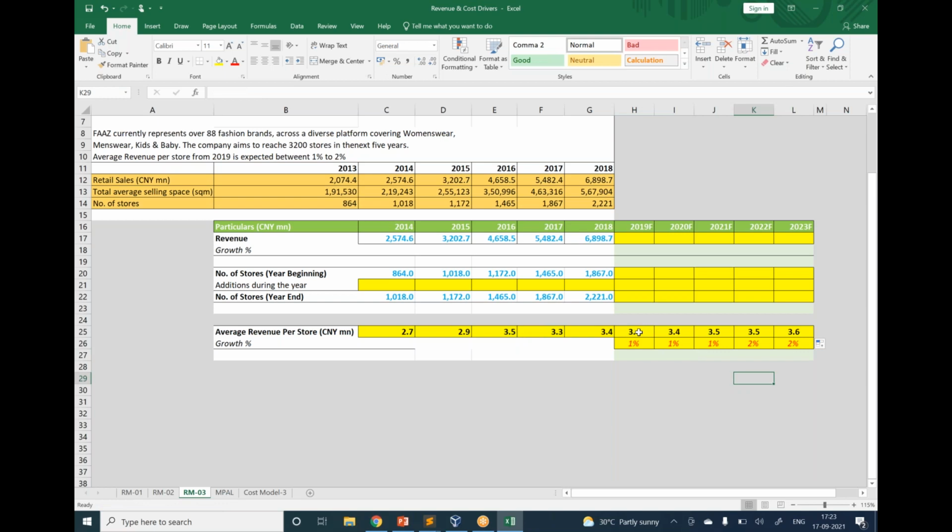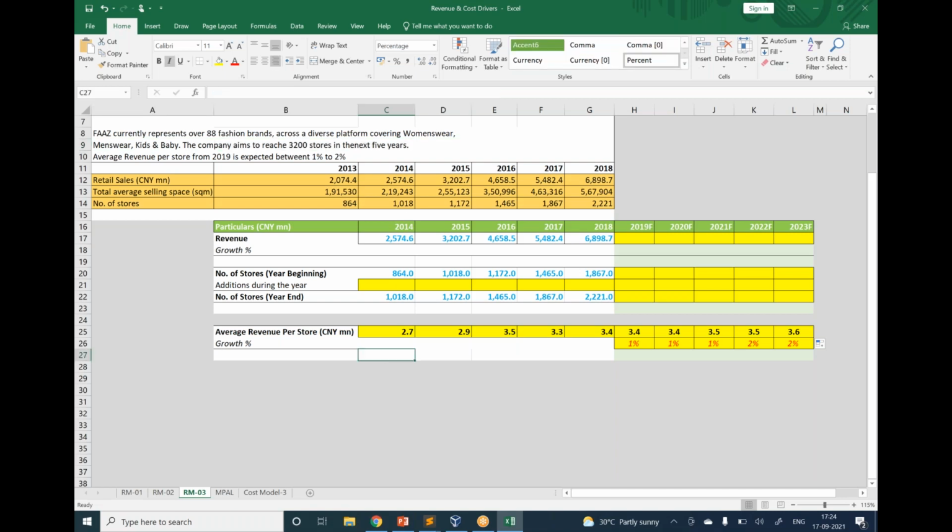So you got average revenue per store. Until here, all of you understood. Until here, is it clear? So we are done there, but we have not completed. The company aims to reach 3,200 stores in the next 5 years.